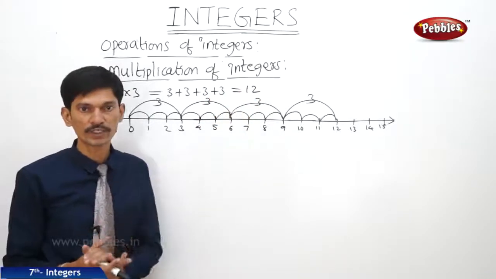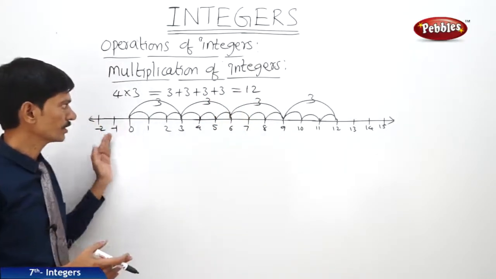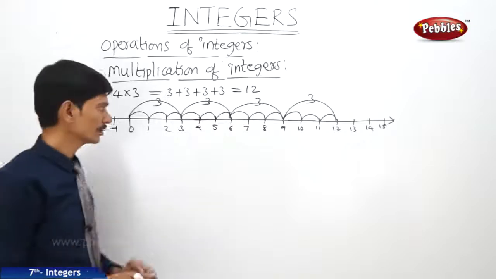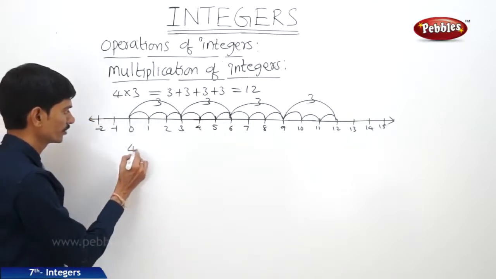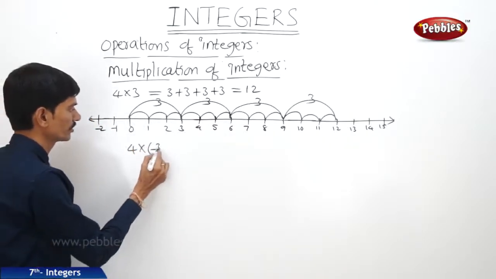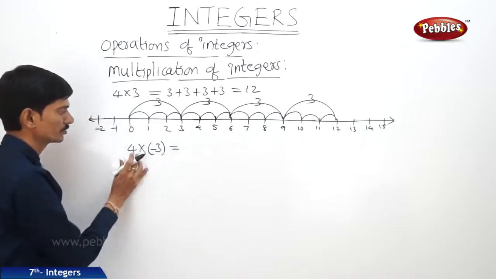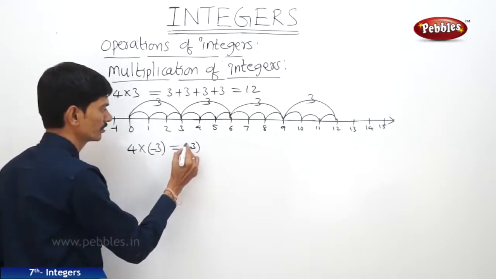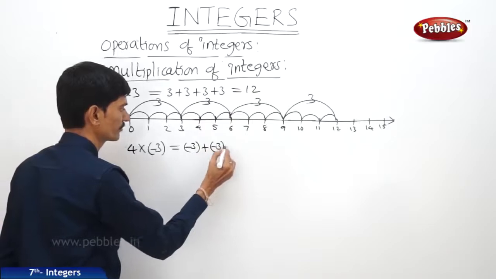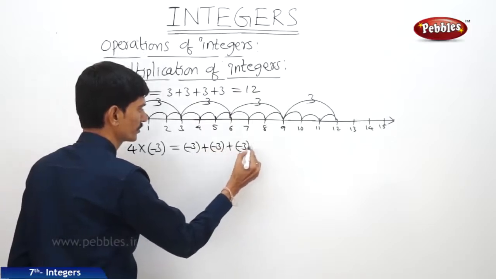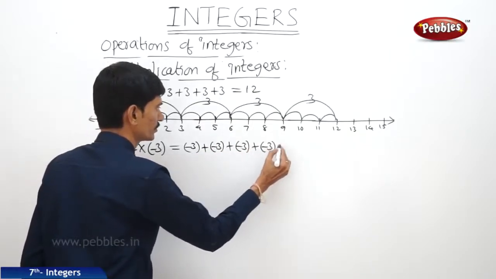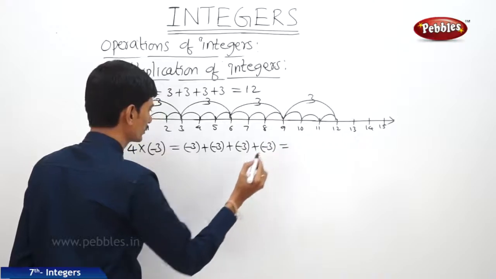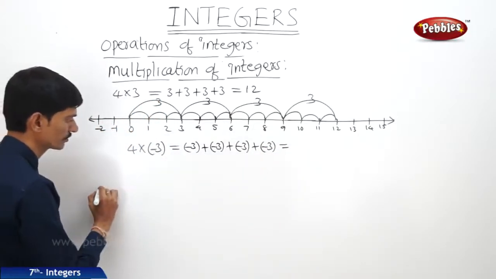Now let us multiply a positive integer by a negative integer. Let us see the case 4 into minus 3. So here 4 into minus 3 means minus 3 is added 4 times. So minus 3 plus minus 3 plus minus 3 plus minus 3. Then let us see what the result is. So again we will draw the number line.